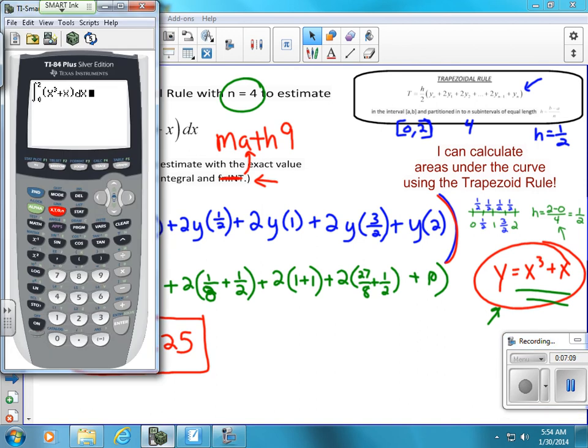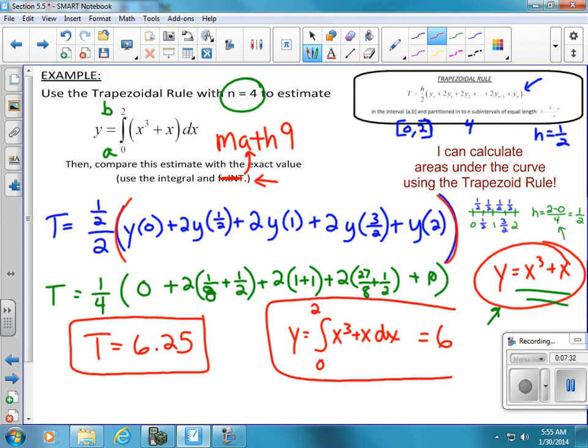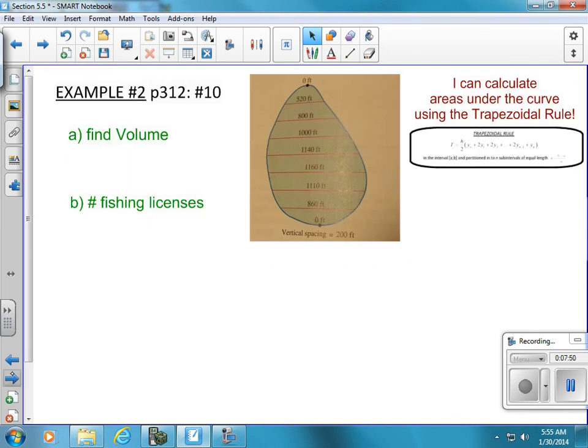Okay, so here is Math 9. You plug in the values just like the equation looks and press enter. Well, we get a value of 6. So remember, the trapezoidal rule is an estimation. The true integral value, 0 to 2, is equal to 6. So just so you know, this is an estimation. Trapezoidal rule gives us an estimation. So it turns out to be an overestimation in this case. It could be either one for trapezoidal rule because it depends. Okay, very good. Next problem.